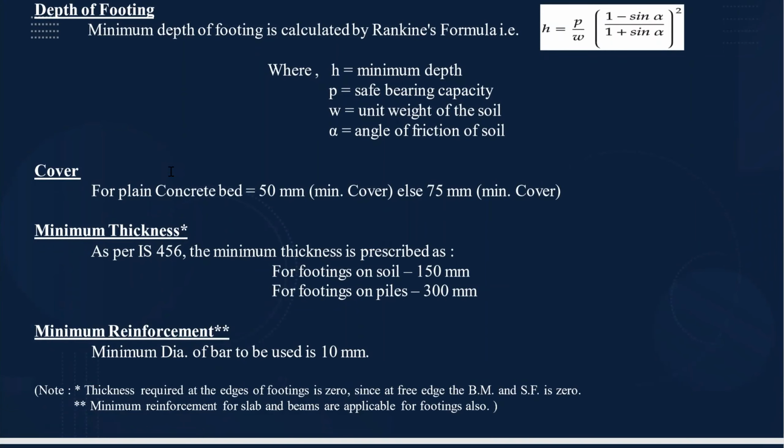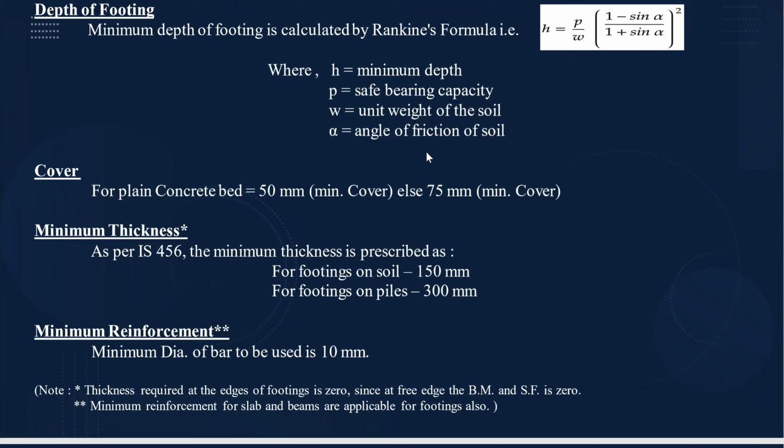Now, depth of the isolated column footing: the minimum depth of the footing is calculated by Rankine's formula, which is given by H equals P by W into (1 minus sine alpha) upon (1 plus sine alpha), where H is the minimum depth, P is the safe bearing capacity of the soil, W is the unit weight of the soil, and alpha is nothing but the angle of friction of the soil.